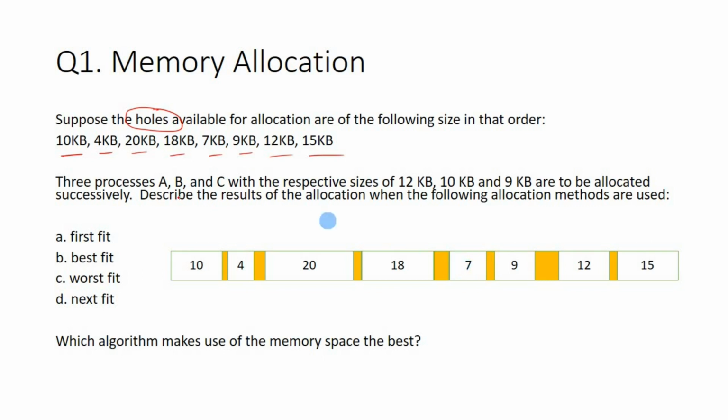Now, what is told to us is we have three processors, A, B, and C, and they would like these three memory chunks to be allocated to them successfully: 12 kilobytes, 10 kilobytes, and 9 kilobytes. We are supposed to describe how this allocation will take place based on these four methods: first fit, best fit, worst fit, and next fit. So let's look at them one by one.